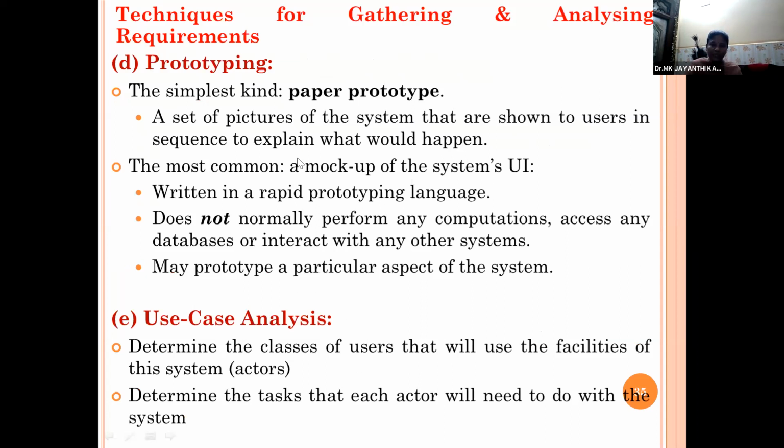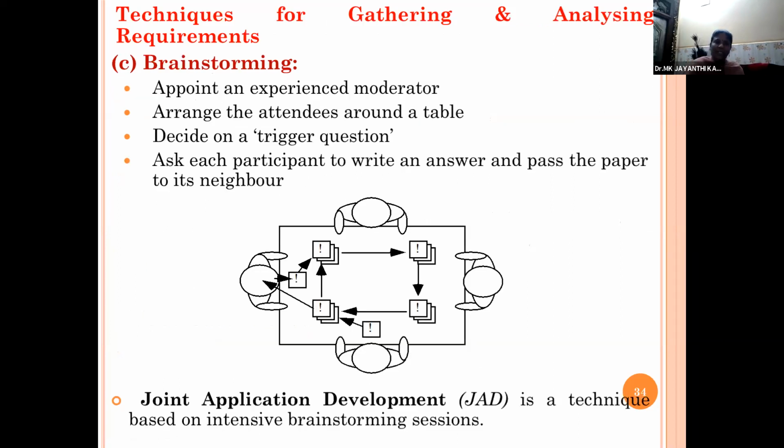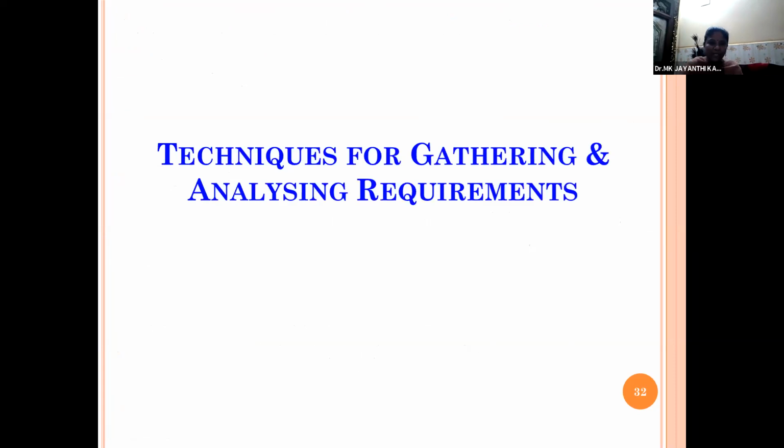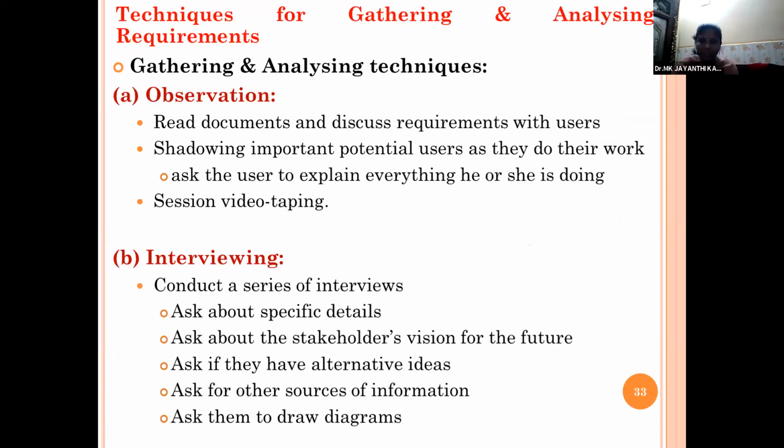Or going for a prototype. Any environment or project will have its own rules and regulations and various activities. Based on that, we will create a prototype, then start doing the project. Or by using use case analysis: conducting a use case analysis with the various stakeholders of the project, then after collecting the data, we can do the project. So these are the 6 types of techniques for gathering and analyzing requirements. Because when any project is given to you, you need to collect the requirements by going to the actual environment and collecting the data, then start doing the project.